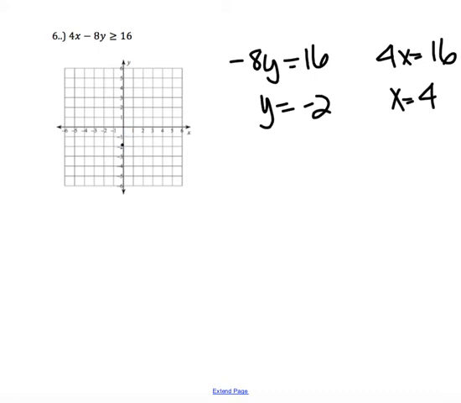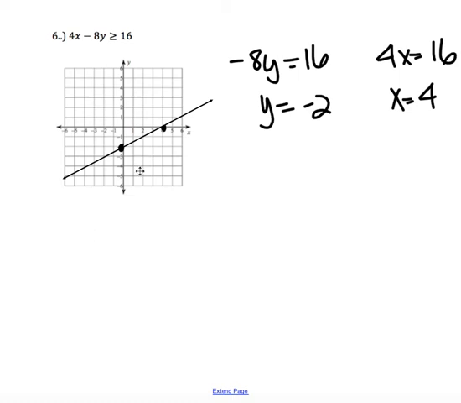I'm going to put my y-intercept at negative 2. My x-intercept is at 4. And now I have all of this is greater than or equal to 16, so I'm going to use a solid line for step 2. Adjust that a little bit. There we go.